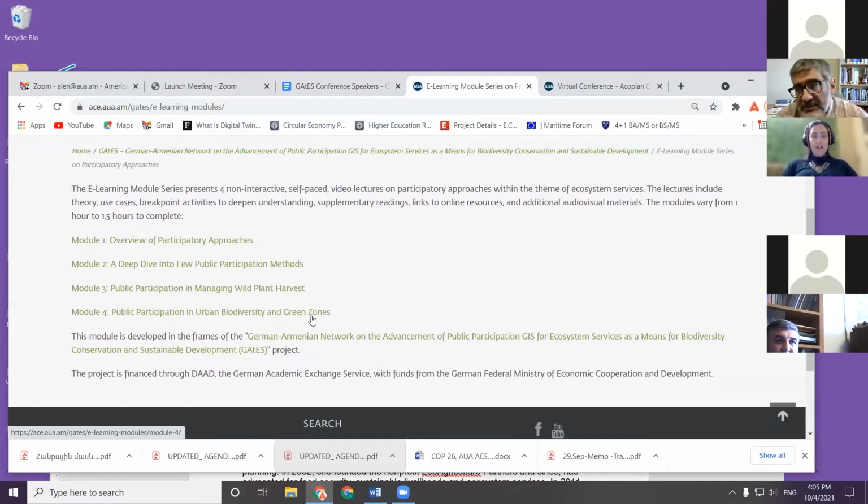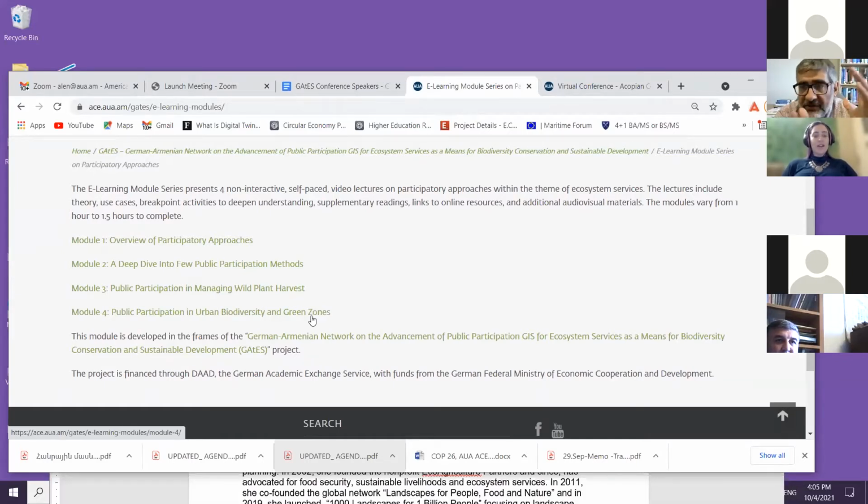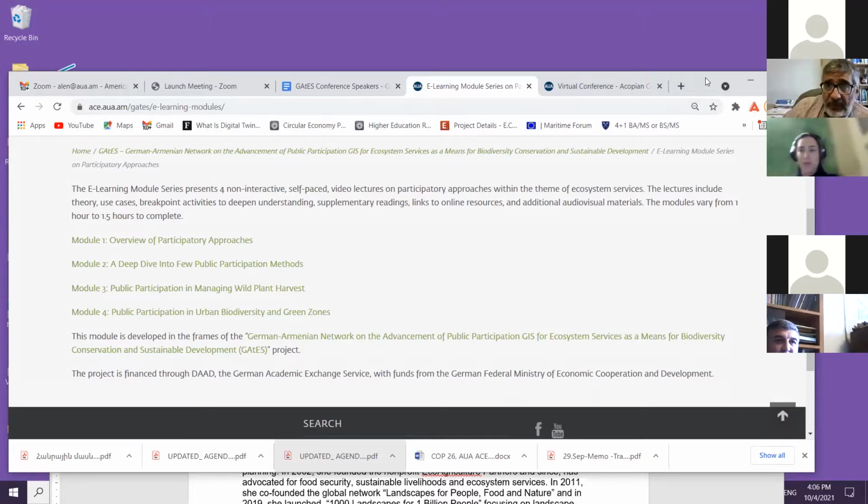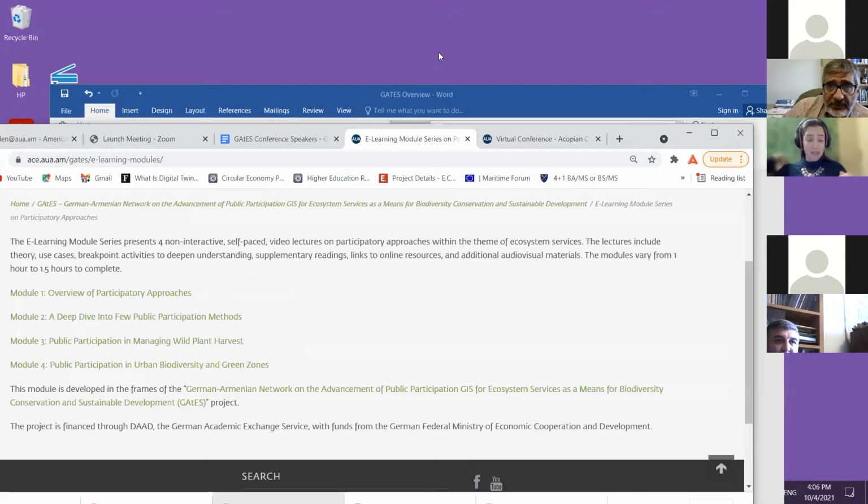And now, because of COVID, we have lots of travel savings, so we're using that to develop more educational modules. Those would be around forestry, public participation and forest management, as well as public participation and water resources management. And finally, a module on the ecosystem services approach and the role of public participation in ecosystem services governance. So let me stop sharing.